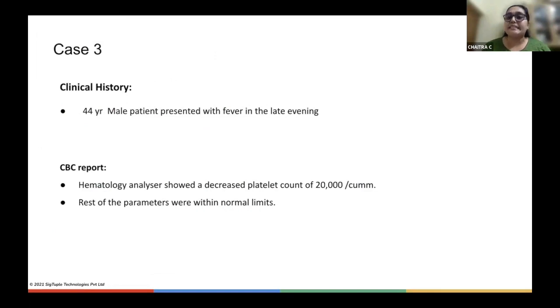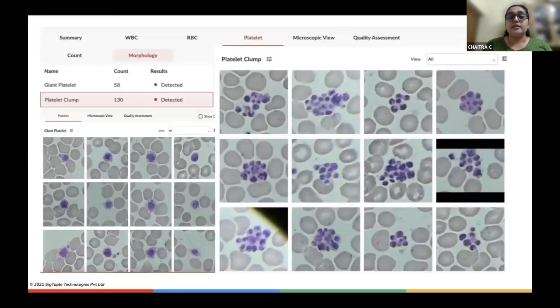Next, coming to case 3, we had a 44-year-old male patient who presented with fever in the late evening. The hematology analyzer showed a platelet count of 20,000 and the rest of the parameters were normal. The clinician was suspecting dengue and was making arrangements for platelet transfusions, and called upon the pathologist to see the smear. So we scanned the smear on AI100. AI100 could pick up 130 platelet clumps and 58 giant platelets with the visual evidence.